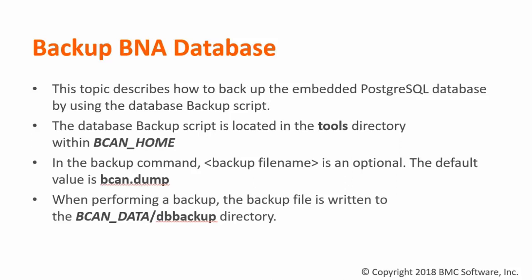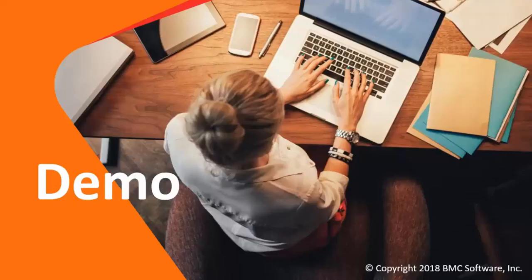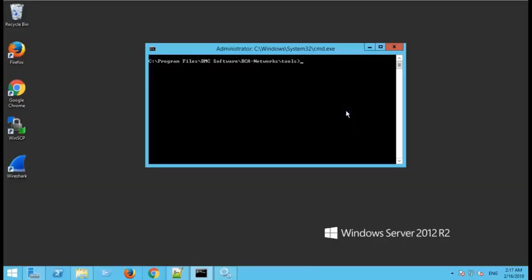When we perform a backup, the backup file is always stored inside the dbdump directory, which is under the BCAN data folder. Let's see the demo. As I have mentioned, the backup script is stored inside the tools directory. So I have opened the command prompt on the BNA server. We are inside the tools directory. I'll launch the backup script.